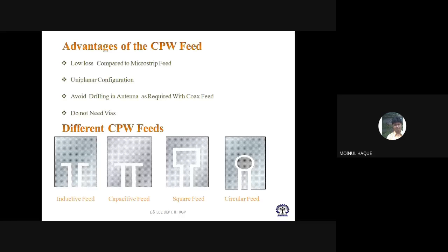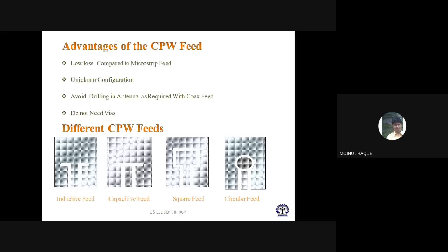So, advantages of the CPW feed over microstrip feed. Low loss compared to microstrip feed. In microstrip feed, we are using metal structures. The current is flowing through a metal structure, and that metal structure is radiating. Because that metal structure is radiating, obviously there will be some loss. But in CPW, the field is propagating through the non-metal regions. That is why loss is less.